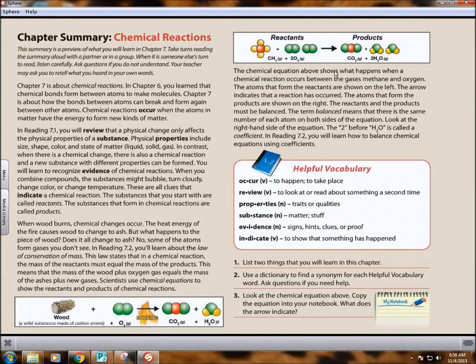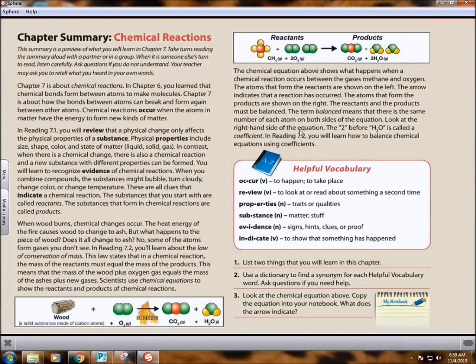The chemical reaction above shows what happens when a chemical reaction occurs between the gases of methane and oxygen. The atoms that form the reactants are shown on the left. The arrow indicates that a reaction has occurred. The atoms that form the products are shown on the right. The reactants and products must be balanced. The term balance means that there is the same number of each atom on both sides of the equation.